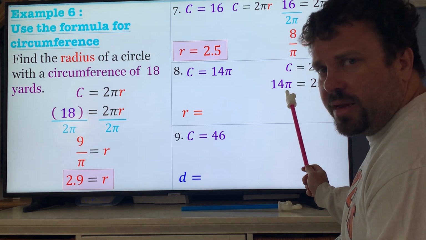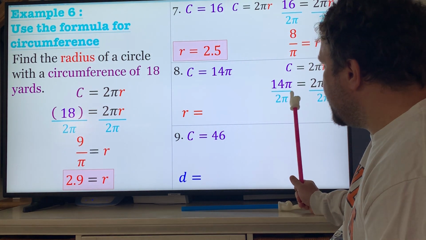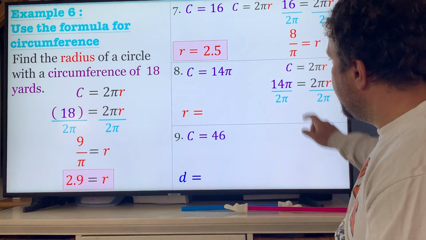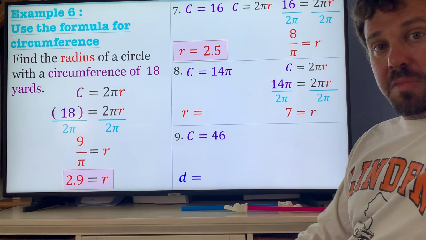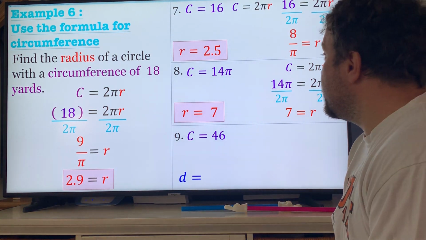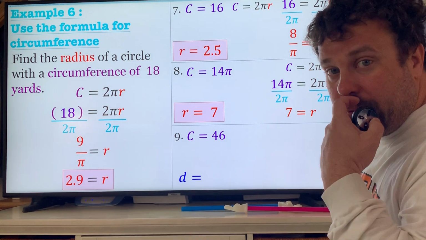Next one, 14 pi equals 2 pi r. Notice this has a pi in it. So what do you think 14 pi divided by 2 pi is? Well, the pi's actually cancel out. 14 divided by 2 is 7. That's your answer. You're done. You don't have to multiply it by pi because, as I said before, they cancel out.